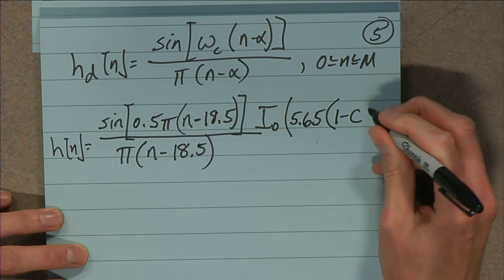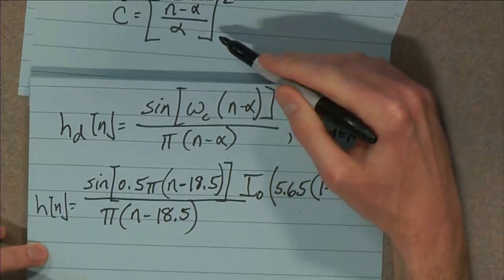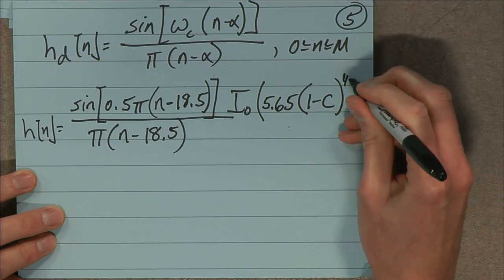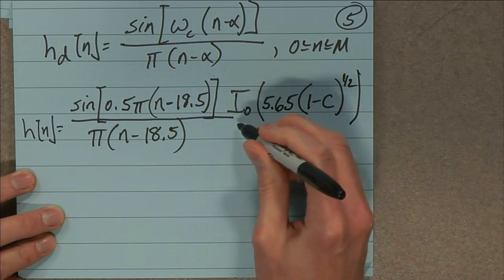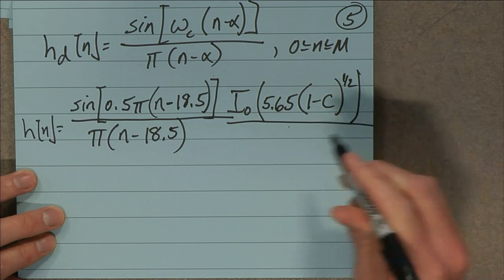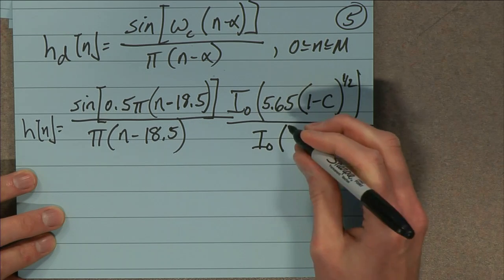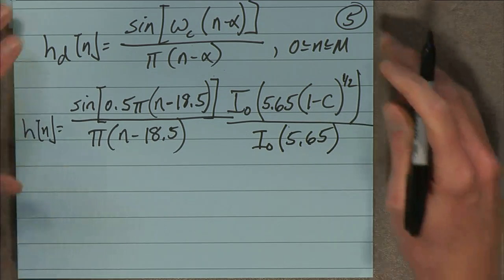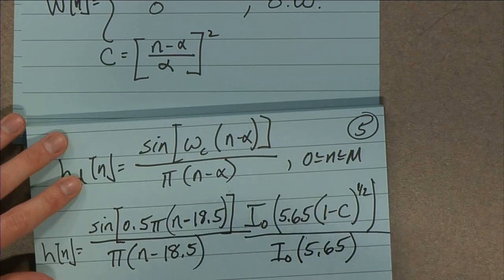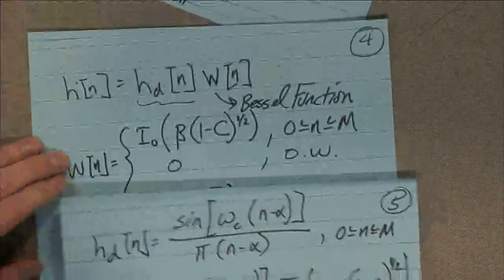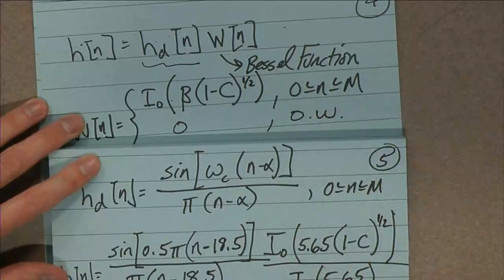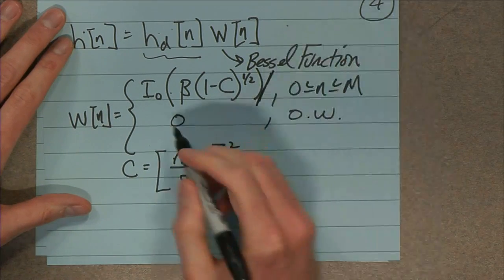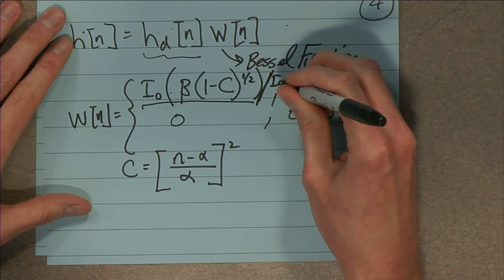We'll go 1 minus c because c is kind of ugly to write. We'll put that in MATLAB. To the 1/2. And this was all over, I think I must have left it out, 5.65. I'm not sure I included it up here like I should have. Nope, I didn't. So let's go back. I omitted that this has a denominator. So this whole thing here is divided by I0 of beta.